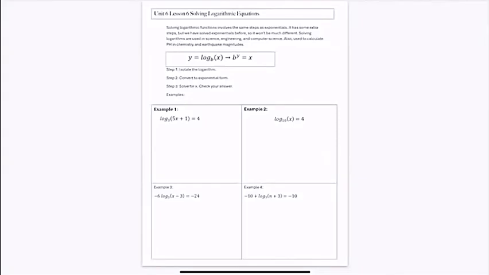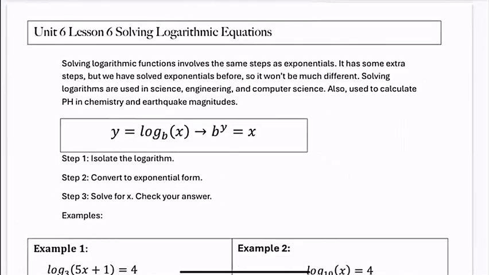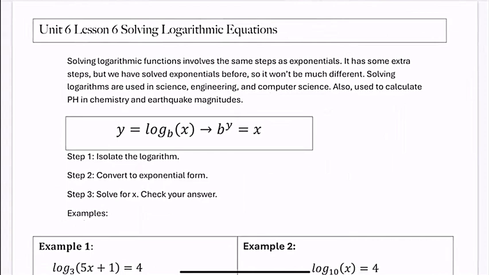Hey everybody, this is our sixth lesson of Unit 6. It is called Solving Logarithmic Equations. It is very similar to the other types of equations that we've solved. We have solved exponential equations, most recently radical equations, absolute value equations, quite a lot of them. We've also factored, which is solving a quadratic equation.